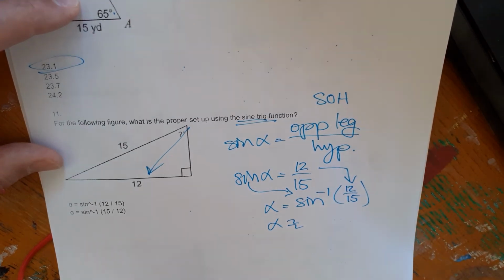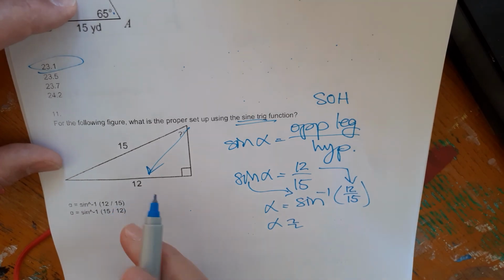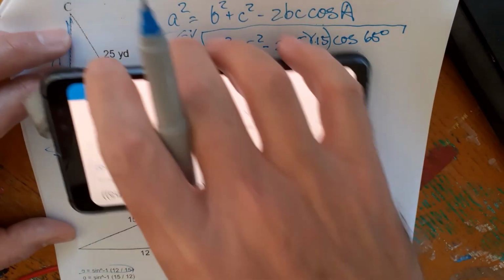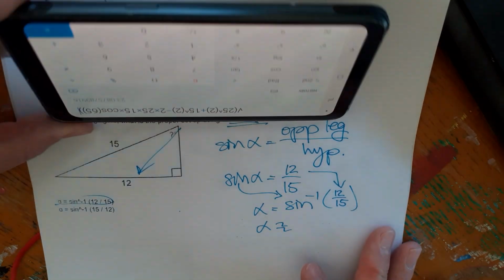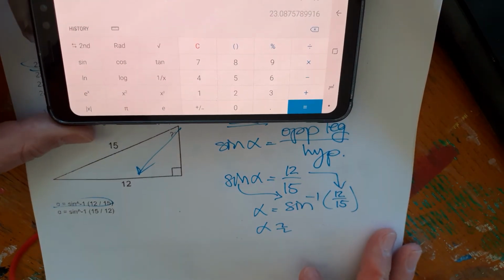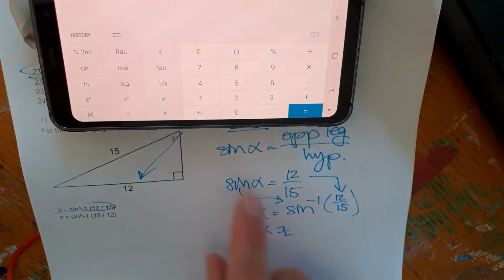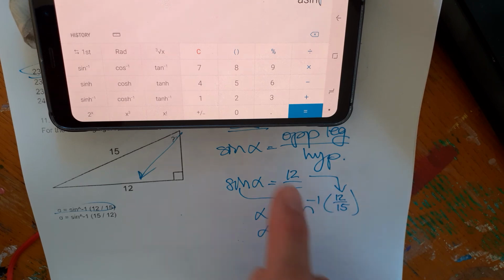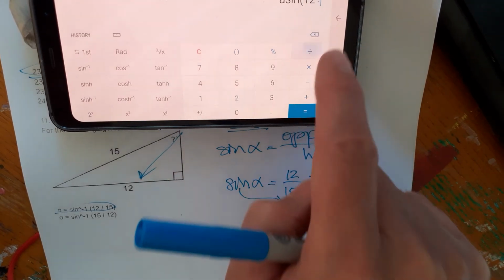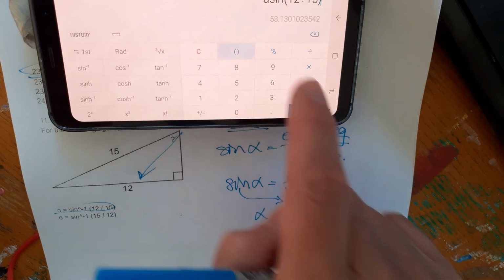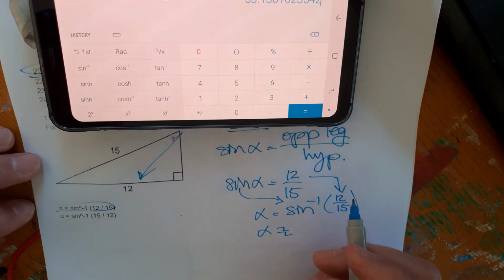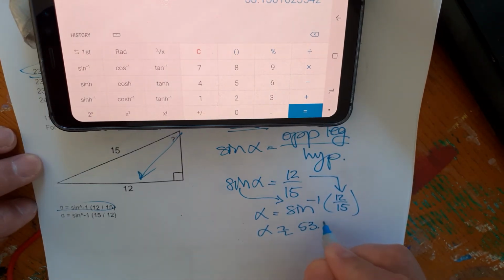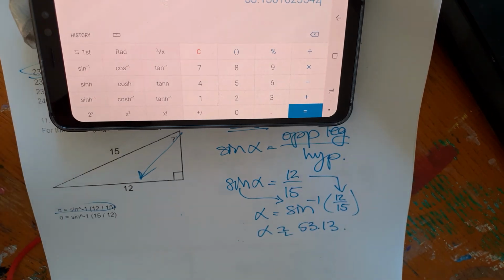Alpha is approximately equal to. So here's the right setup. We've got that going. But we're also going to plug this in quickly. Flip our calculator. Come on back. Let's clear this. And we're going to say second sine to the negative 1. Arcsine is what this is, with the negative 1. 12 divided by 15. And parentheses equals, all right, 53.13, approximately equal to. So hope this helps. Find it on creatormath.com under the geometry tab under the unit on trigonometry.